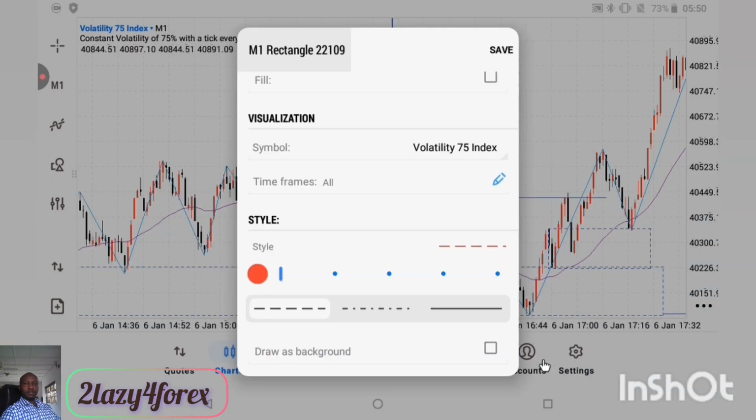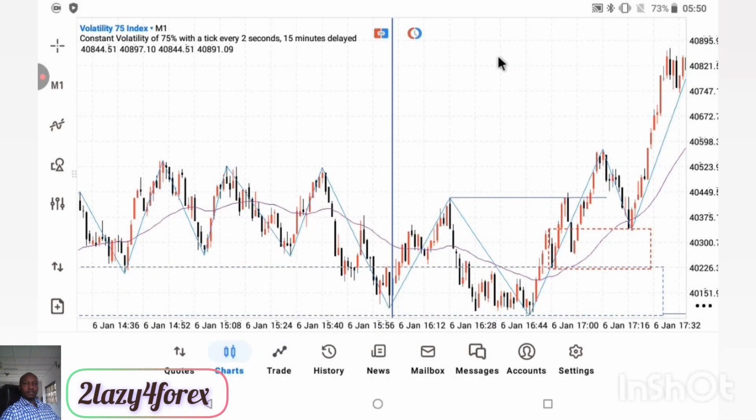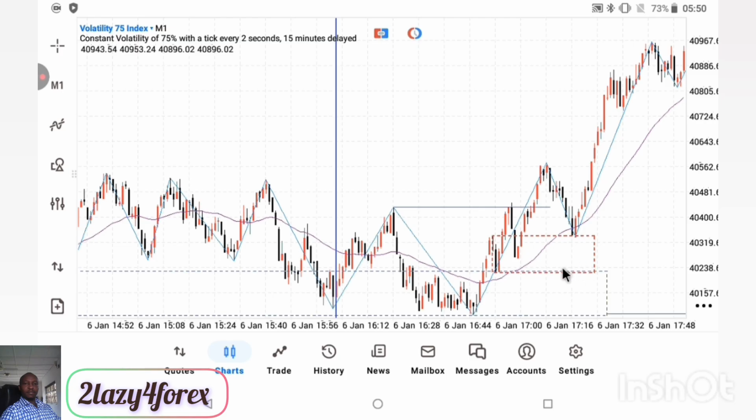This is very, very easy. This is very, very simple. Once you put the box, once price comes here, you can even set your trade and wait for price to hit it, or you can do it manually. Once price comes here, you pull your trigger and it goes.